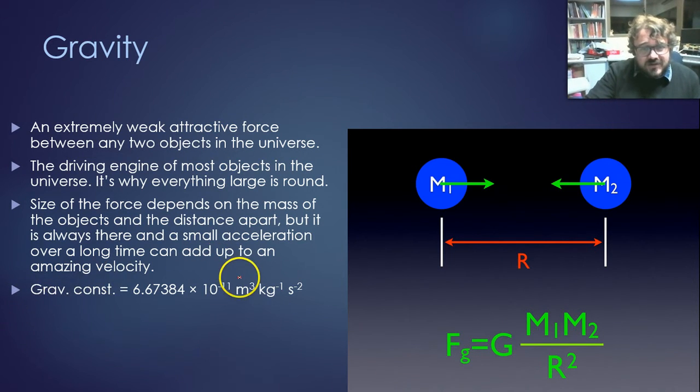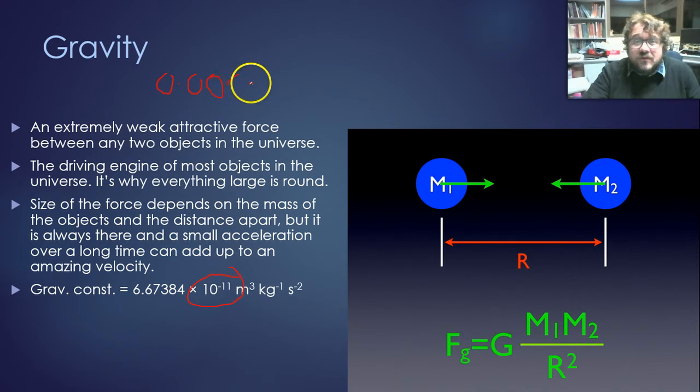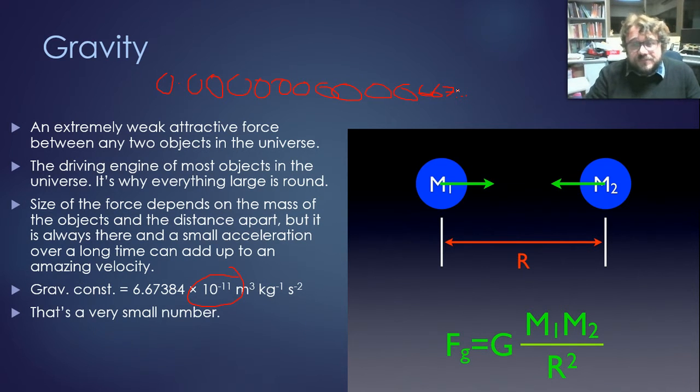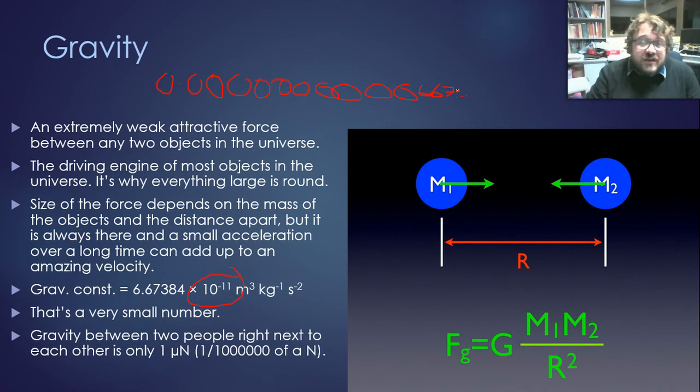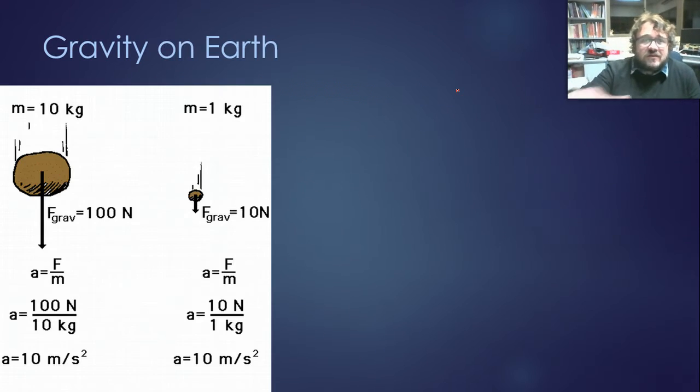Now, if we have a look, you'll notice that it is times 10 to the minus 11, which means it is 0.00000000006674. So it's a very, very small number. The gravity between two people who are sitting right next to each other is 1 micronewton, which is a millionth of a newton.